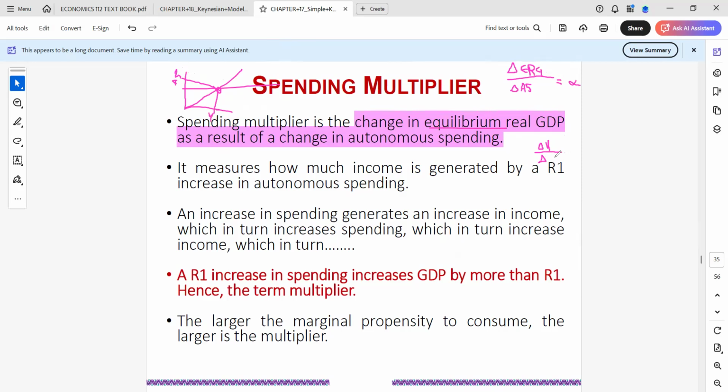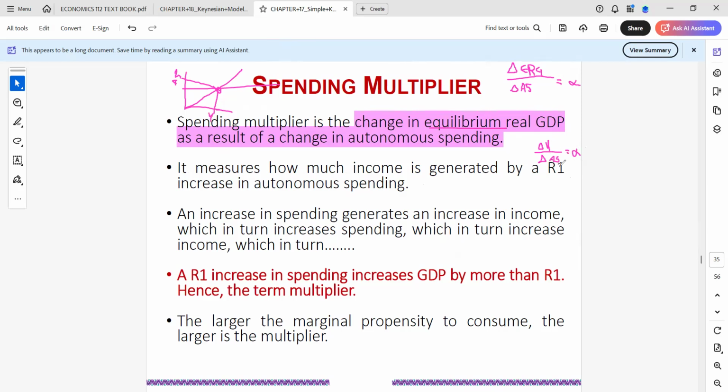Over a change in any component of autonomous AS. Then you will get the multiplier, right? We can write this like this. And also here they're saying that it measures how much income is generated by an increase in autonomous spending. So we can just say it's a change in Y divided by a change in any component of aggregate expenditure.